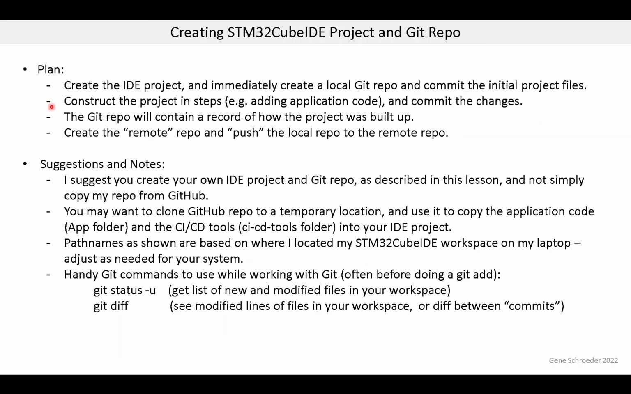After that, we construct the project in steps, for example, adding application code, and we commit the changes to our local Git repo as we go. So what this means is the Git repo will create a record of how the project was built up. And this isn't necessary, but I thought it might be useful. So finally, we create the remote repo and we push our local repo to the remote repo.